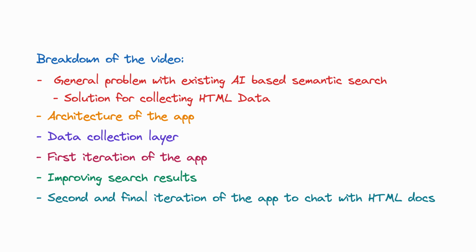Let's break down the video into subsections. First, we're going to talk about the problem that we have with existing AI-based semantic search app. And then we're going to build the architecture of the app. And after that, we're going to build the data collection layer for our app. And then we will build the first iteration of the app and see how it works. Then we will make a small code change in order to improve the search results. And then finally, we will build our last iteration of the app to chat with our HTML documents.